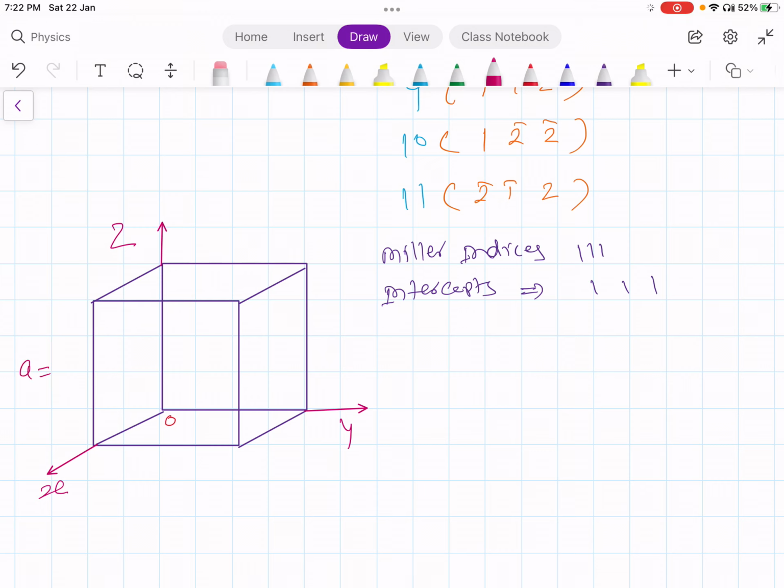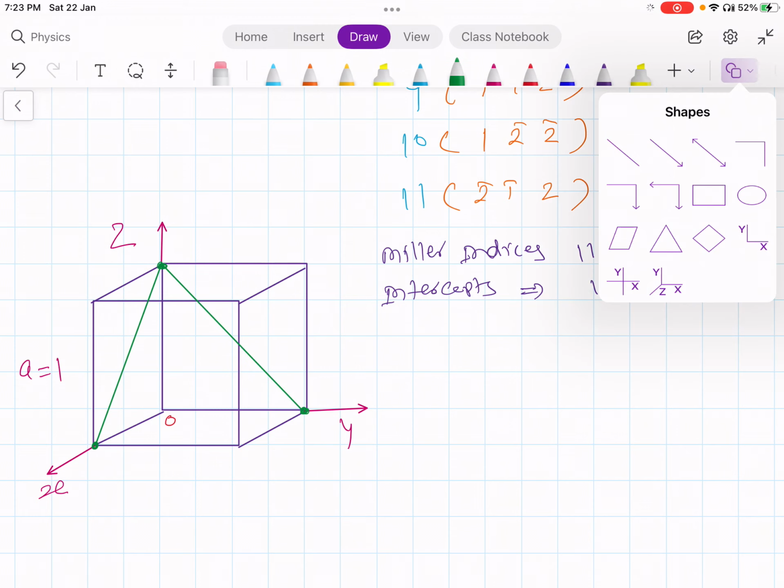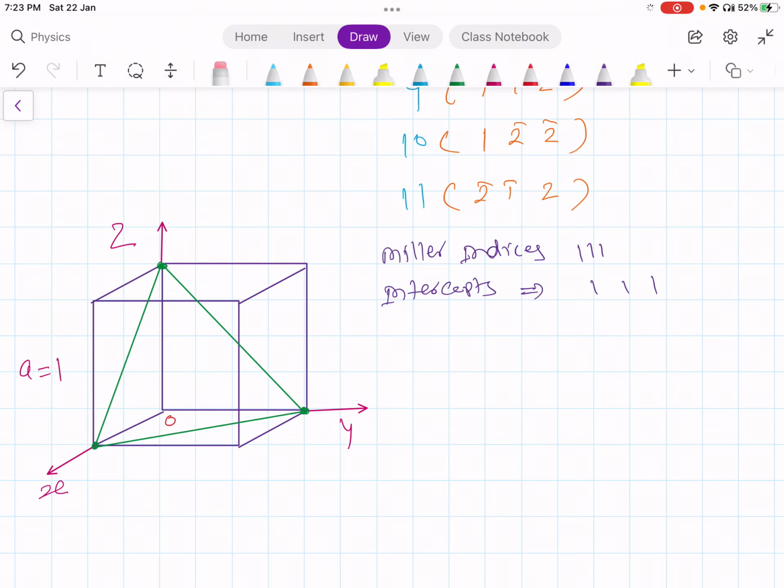Then for planes, a is always equal to 1. So the intercepts are 1 on the x-axis, 1 on the y-axis, and 1 on the z-axis. Let us mark those points. So we got these three intercepts plotted on the axes. Then you have to join these points. So this is the plane whose Miller indices are 1, 1, 1. So this is the first plane.